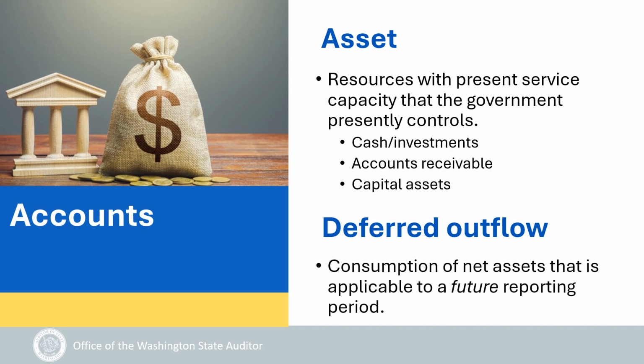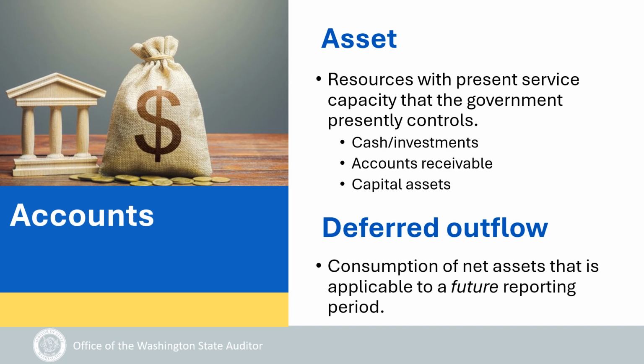Cash is a significant asset that has both characteristics. It provides present service capacity because the government can spend it to provide public services, and the government controls it. They get to decide its nature and manner of use. For example, they can choose to invest it or to spend it on fixing the roads, or to spend it on a new city hall, or many other things.